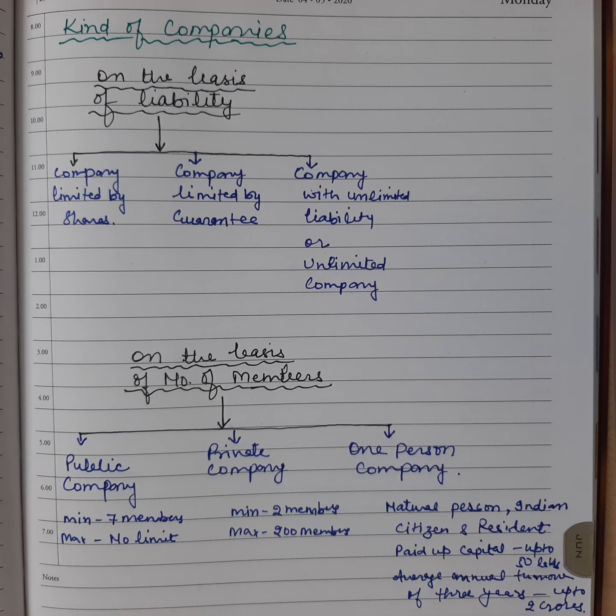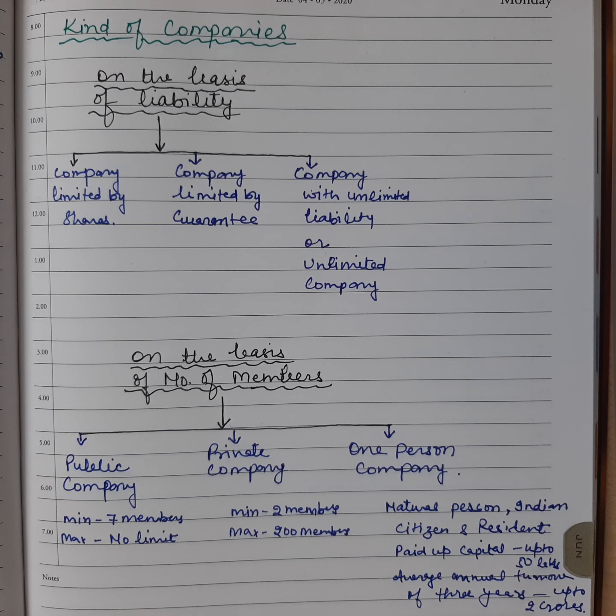This is a company where the liability of members is limited to the extent of the paid up share capital. For example, if a person has subscribed 10 shares and the face value of each share is 100 rupees, the liability of that member is limited to 1000 rupees. Out of 1000 rupees, if he has already paid 900 rupees, the remaining liability is only up to 100 rupees. So in the event of insolvency or winding up of the company, he is responsible only for 100 rupees, not any more.